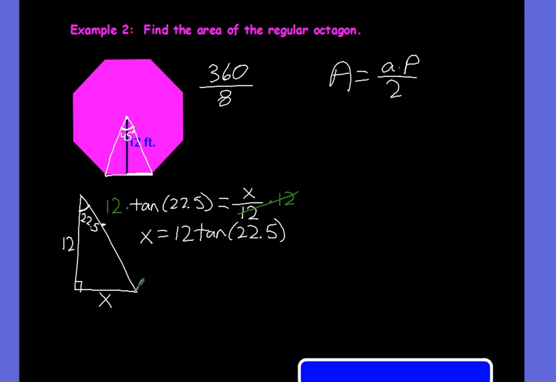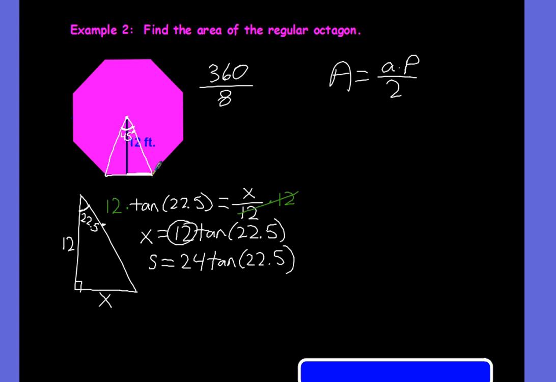Now what I'm going to do, and I'm careful every time I label this, x represents a half of my side. Now I'm going to double it to get the whole side. So instead of x, I'm now going to call it s for side. Okay, and I'm simply doing 2 times this whole thing. Now when you multiply all of this by 2, really the 12 is the only thing that gets multiplied by 2. So that becomes 24 times the tan of 22.5. Okay, so that is an entire side length.